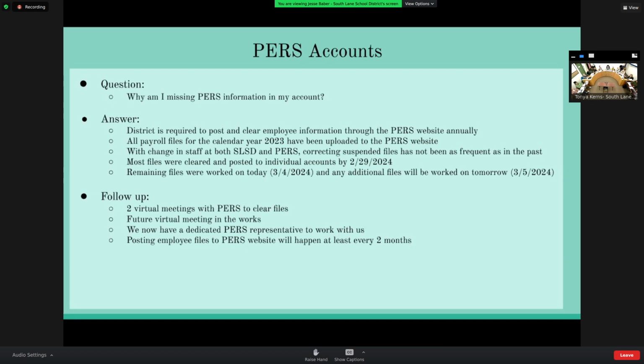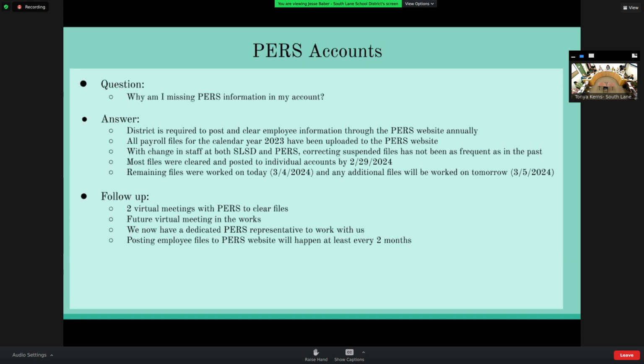We are required to post and clear employee information in PERS annually. This year, the annual cutoff date is March 5th. In the past, we did that more frequently, and as Brian mentioned, we are going to do that more frequently moving forward. All payroll files for the calendar year 2023 have been uploaded to the PERS website. With a change in staff at both the district and at PERS, correcting suspended files has not been as frequent as it was in the past. Most files were cleared and posted to individuals' accounts by February 29th, which I believe was last Thursday.